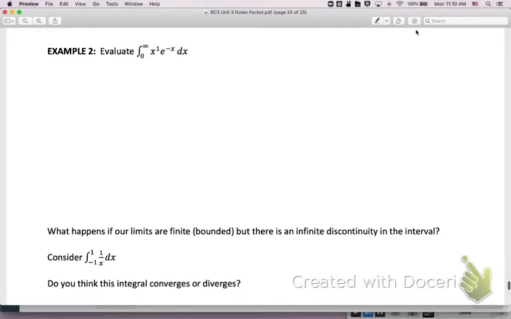We want to evaluate, again, from 0 to infinity of x to the first. I don't really know why that 1 is there. We don't need it. Of x times e to the negative x dx. Okay. So we're going to first rewrite this using our limit notation. Very similar to the last one. Infinity's on the top, so we want the limit as b approaches infinity from 0 to b of x e to the negative x dx.